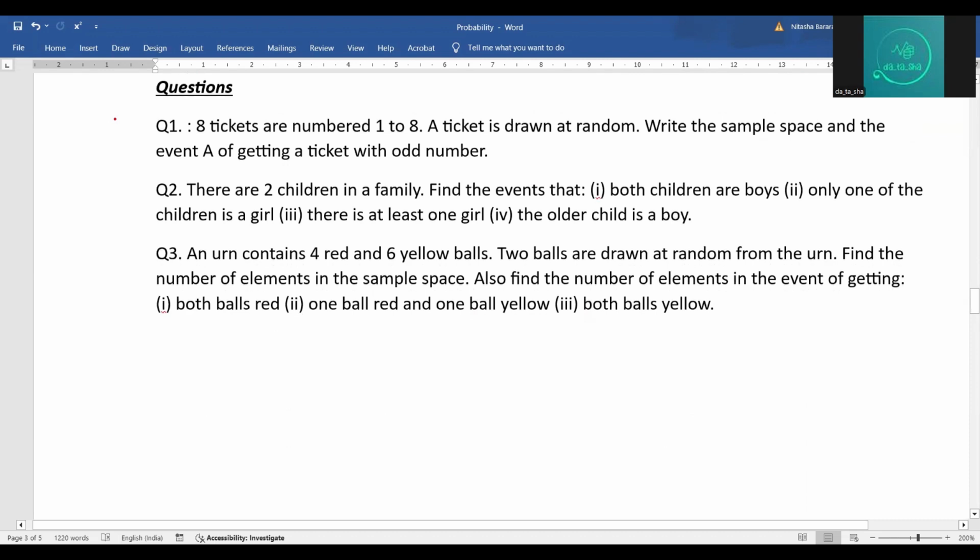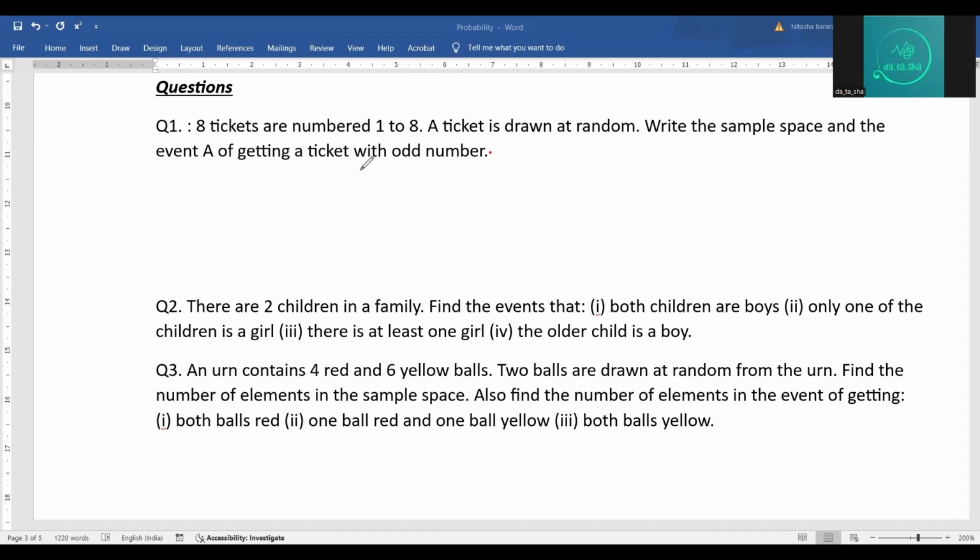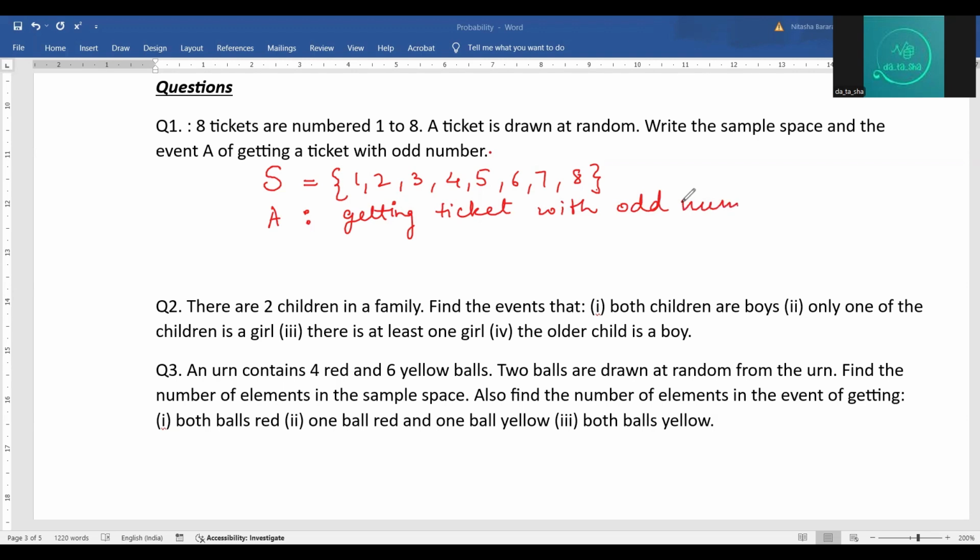So the first one: 8 tickets are numbered 1 to 8. A ticket is drawn. We need to write the sample space and the event A of getting a ticket with an odd number. So first of all, what would be our sample space? Let us define it with the capital S. It would be the set with all the numbers going from 1 to 8. Very simple to understand. Then the event A is defined as getting the ticket with an odd number. So this is how we can define it, and A is the set 1, 3, 5, 7.